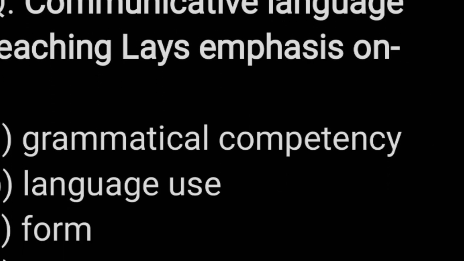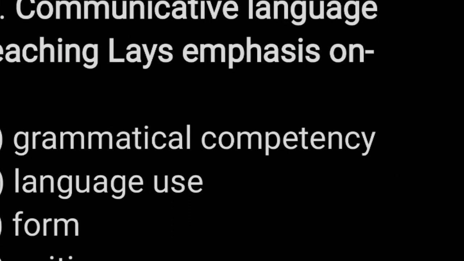Next question is, communicative language teaching lays emphasis on. So communicative language teaching is also known as CLT, and in this approach role play is an effective activity where learners will enact a particular topic. Means a certain topic will be given and students will apply the technique of role play and then they will be able to learn it.